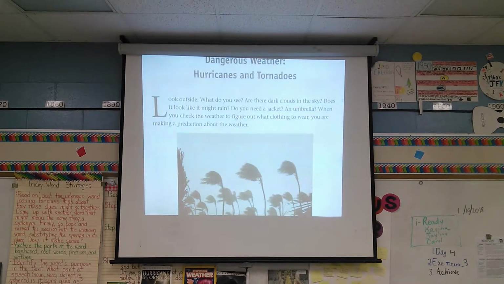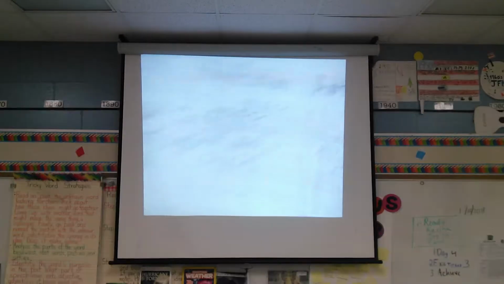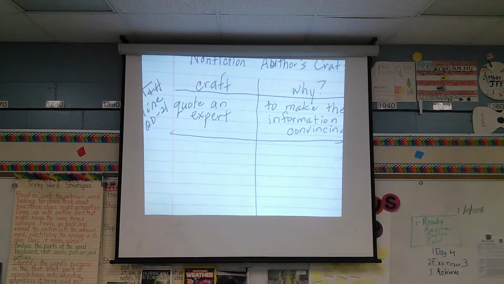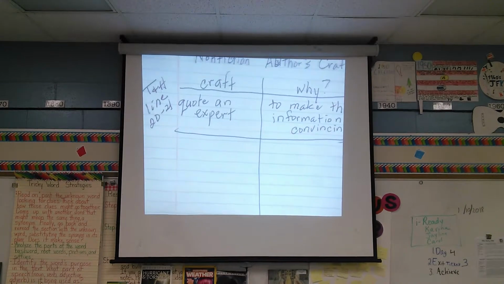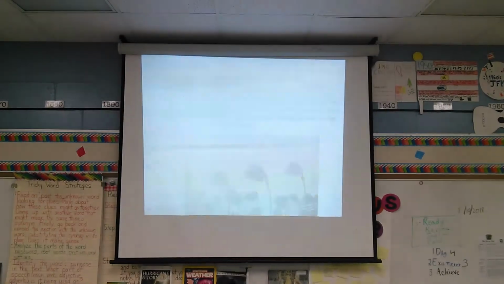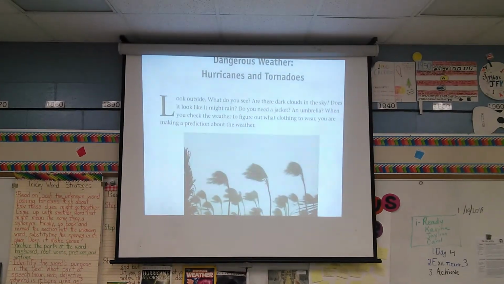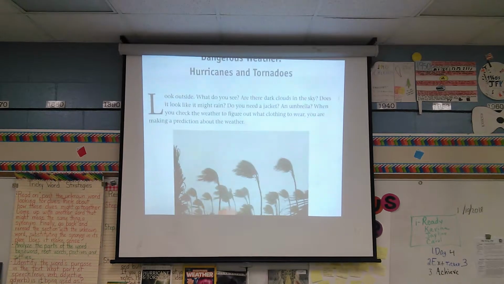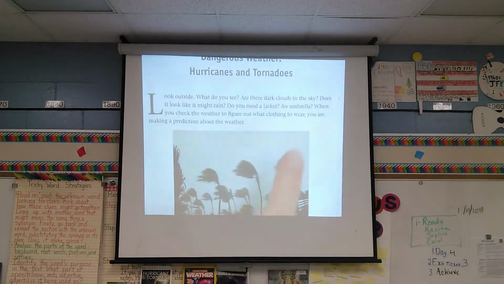I was thinking that it was like the author was trying to make you see a picture of what he's saying in your mind, because it's like look outside and stuff. Okay, well, certainly trying to make a picture in your mind may be the purpose of a different nonfiction author's craft, but it isn't really describing. Like it says, do you need a jacket? Do you know what that jacket looks like?